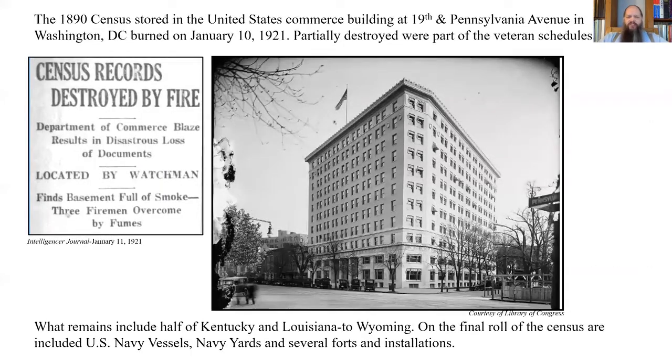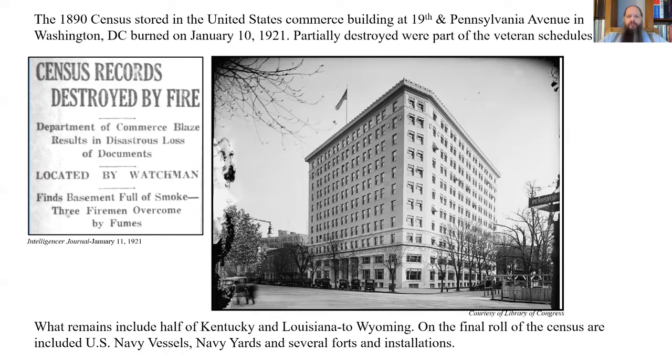Now, the 1890 census was housed for a number of years at the United States Commerce Building, located at 19th and Pennsylvania Avenue in Washington, D.C. On January 10th, 1921, that census was destroyed by a fire. Most of the return did not survive. Initially, it was reported that census returns from as early as 1790 had been burned, but in reality, when they checked their facts and figures, it was really the 1890 that had seen the burning.